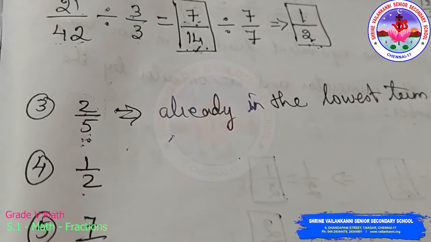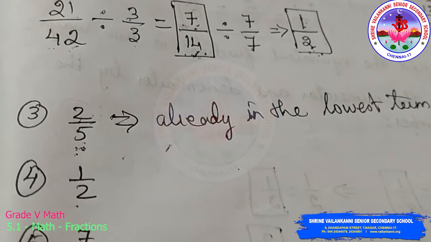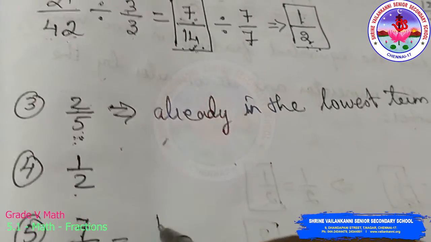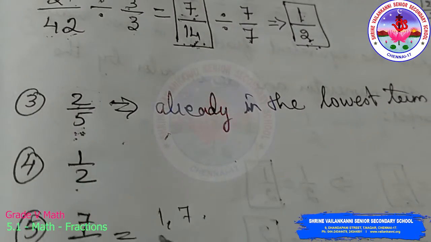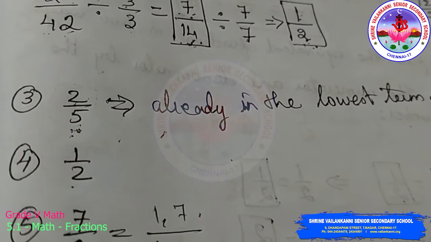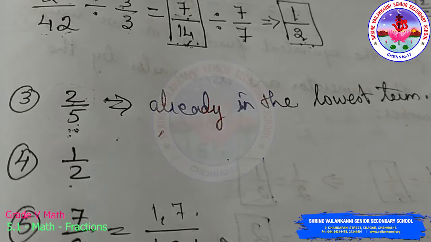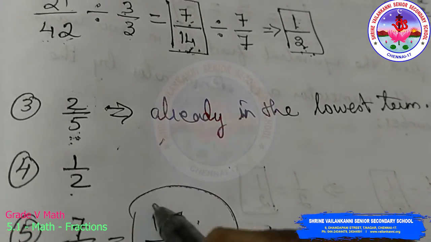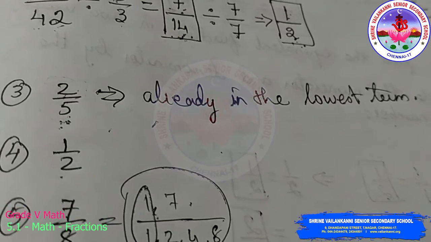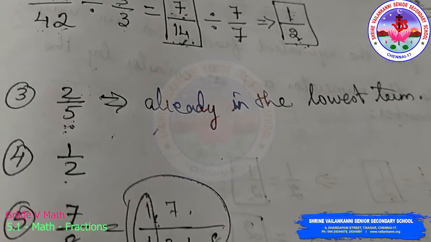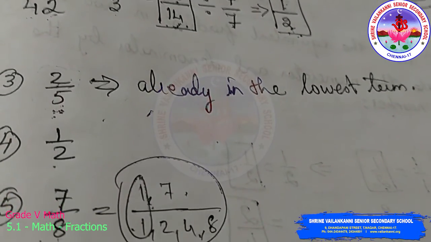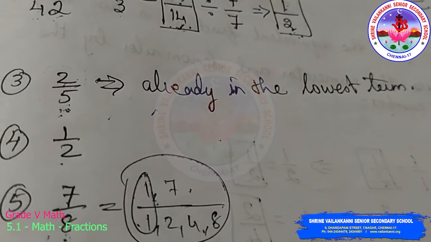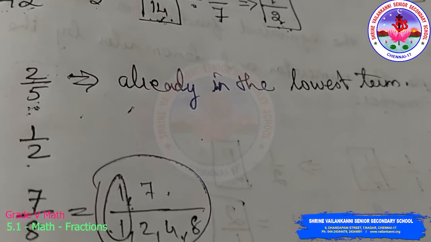7 by 8. 7 by 8 also, 7 will come in 1 table and 7 table. 8 will come in 1 table, 2 table, 4 table and 8 table. If you see common factor, 1 is a common factor. Other than 1, you don't have common factor, so we cannot divide with a common factor. So 7 by 8 is already in the lowest term.